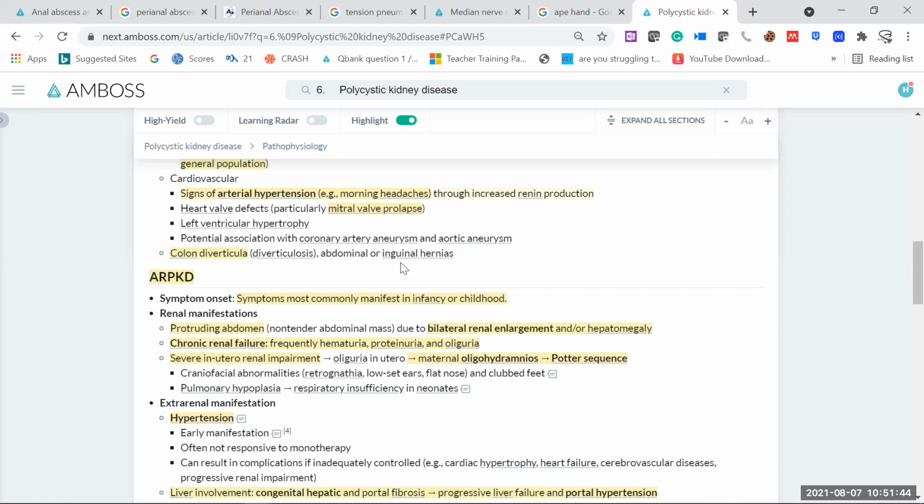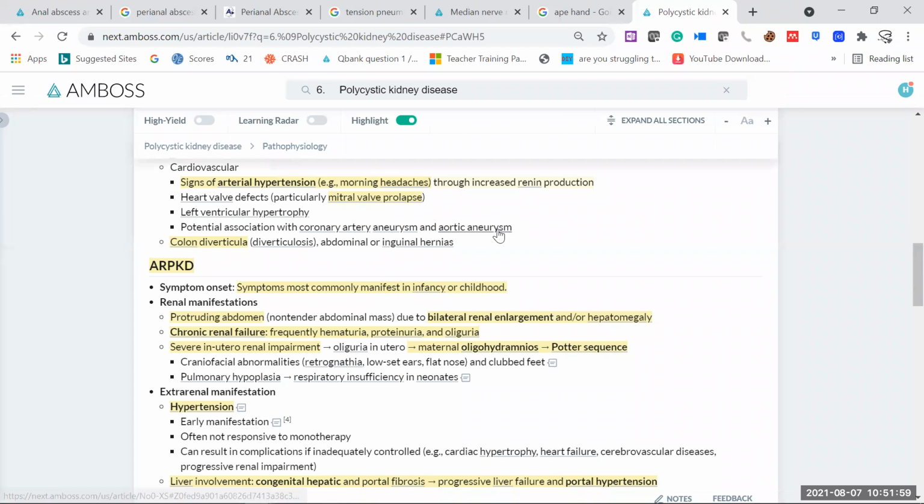Colon diverticula, abdominal and inguinal hernias, also in these patients we can see these disorders. So all these clinical features will help you recognize that maybe these are the manifestations because of polycystic kidney disease. They can be present together as well.